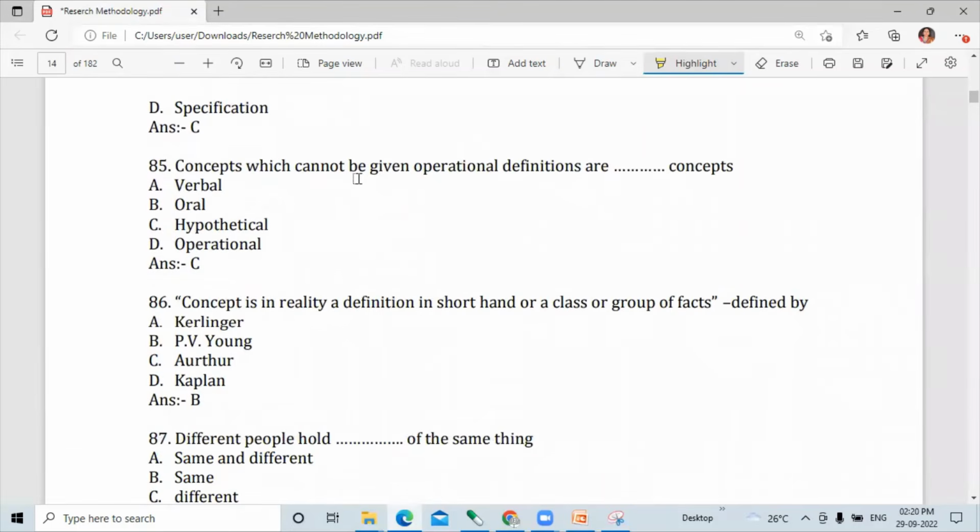Concepts which cannot be given operational definitions are dash concepts. That is hypothetical concepts. Concepts which cannot be given operational definitions are hypothetical concepts.